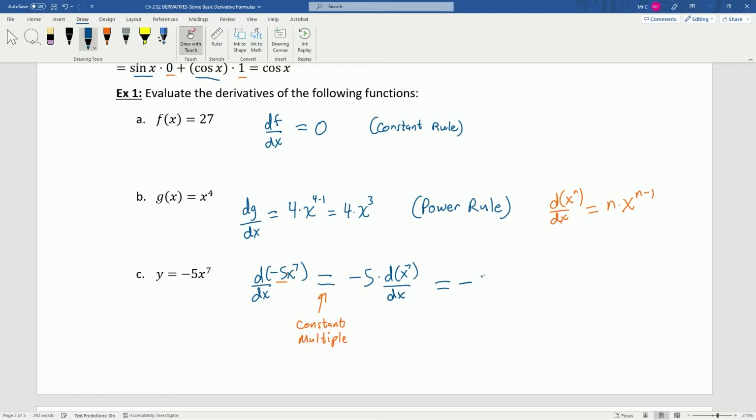All right, and this gives me negative 5 times 7 times x to the 6th. Again, that's the power rule. n times x to the n minus 1. So this is negative 35 x to the 6th. And I'm just going to note here that I used the power rule.